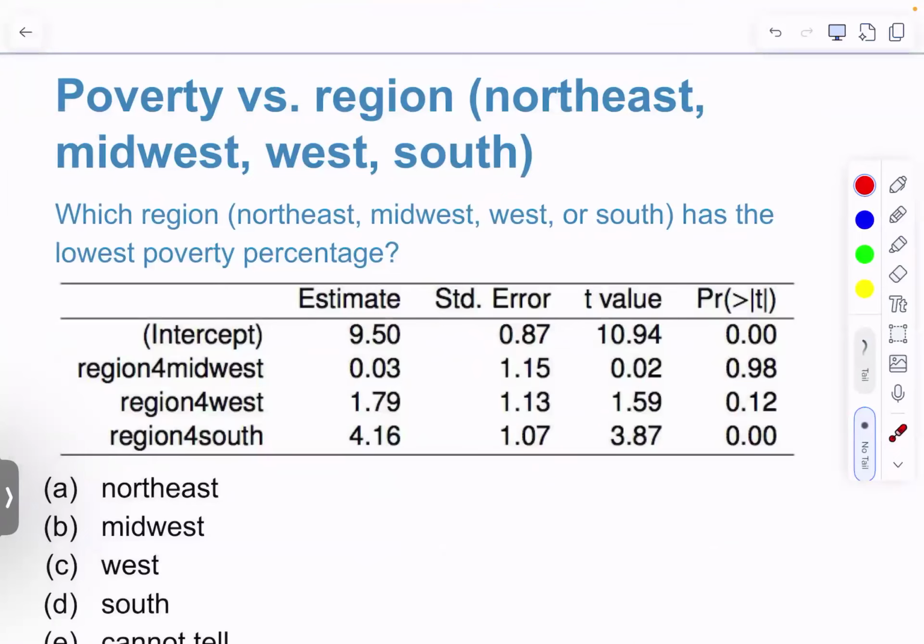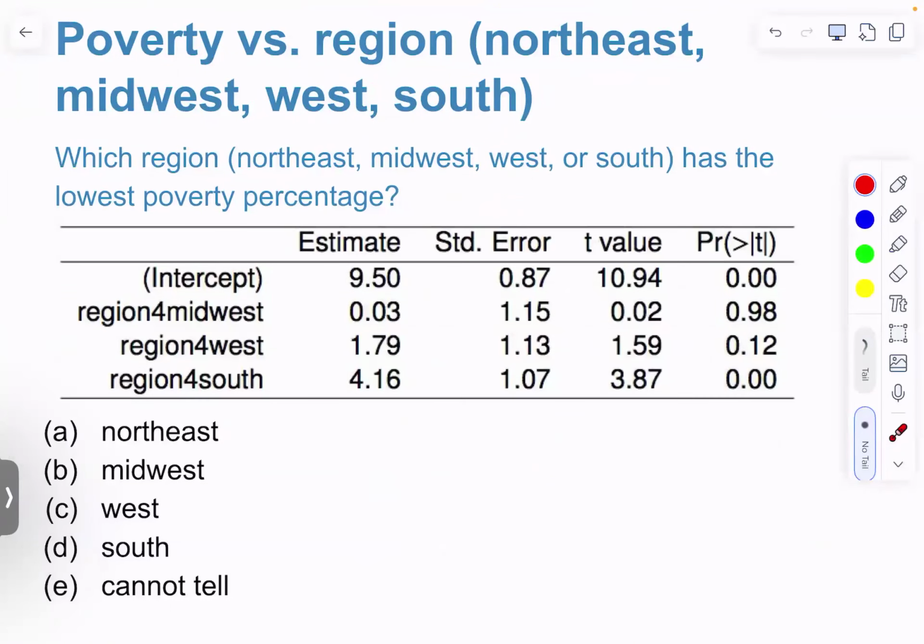I'll move this so we can have it all on one screen. Which region has the lowest poverty percentage? Well, I guess I just said it. The lowest has to be the Northeast because all these other ones are adding to it, making it higher and higher. The only time it's this low is if the Midwest is off, the West is off, and the South is off, leaving you with the Northeast at 9.5.